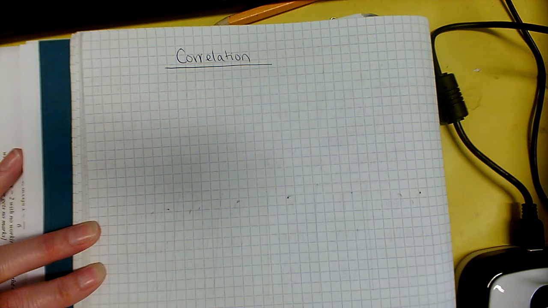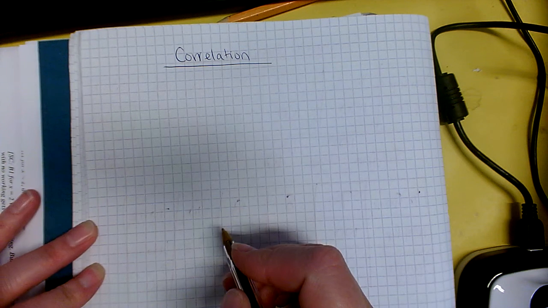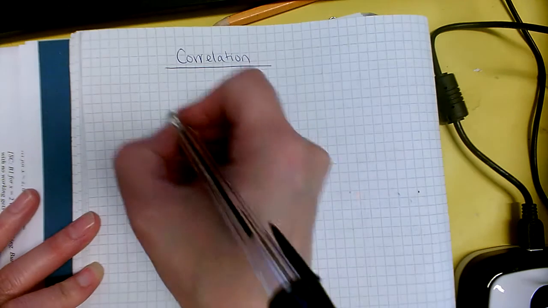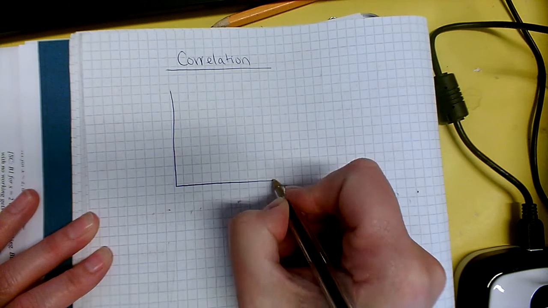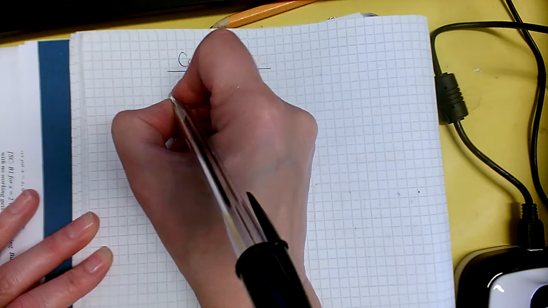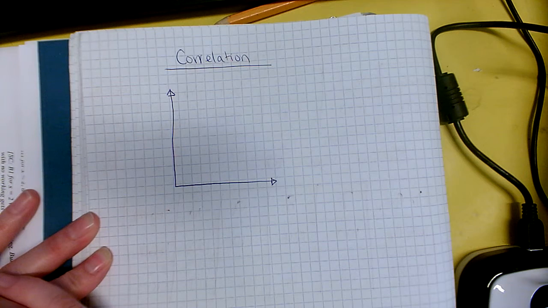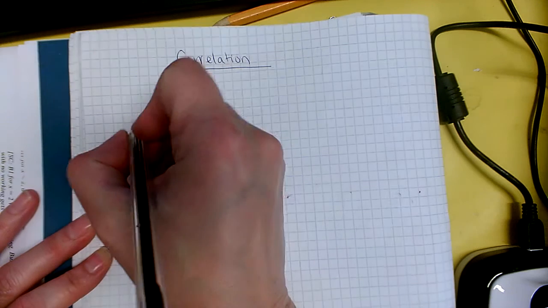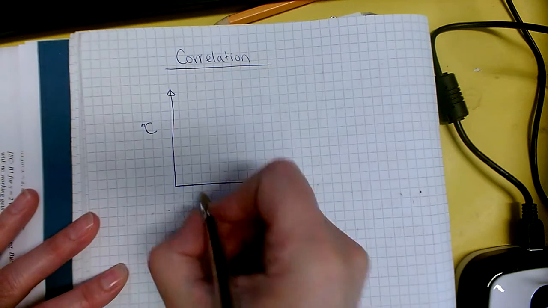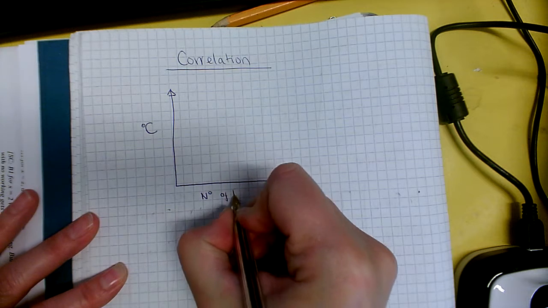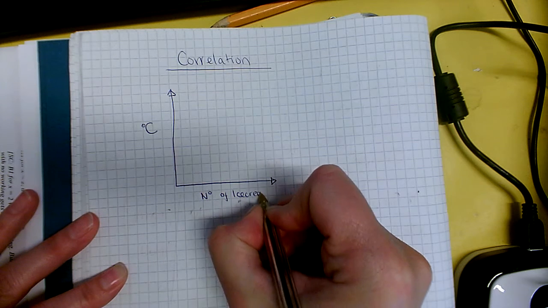Okay, a quick check-in on correlation, so a quick short video for you on this one. Correlation refers to the relationship between two variables. You might get a question in the exam that says maybe you might have degrees centigrade up on one of the axes, and across here we might have number of ice creams sold.